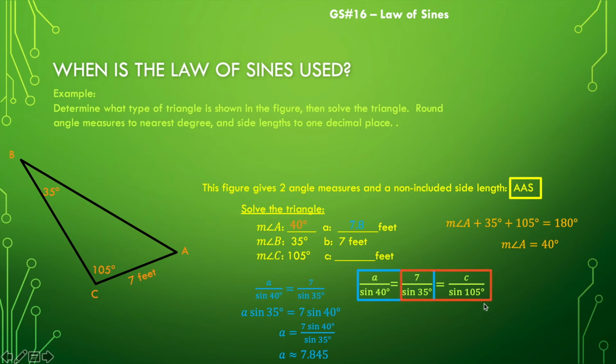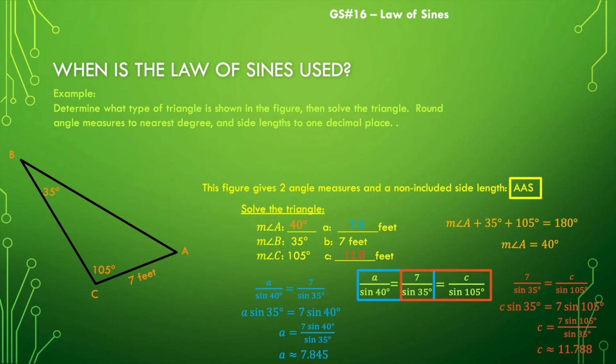Let's focus on these two together now. Okay, so let's cross multiply again. C times the sine of 35 degrees should equal 7 times the sine of 105 degrees. Okay, and so now if I want to isolate C, I'll again divide everything through by the sine of 35 degrees and get that approximation from my calculator. C is about 11.788, which means I will say it's 11.8 feet.